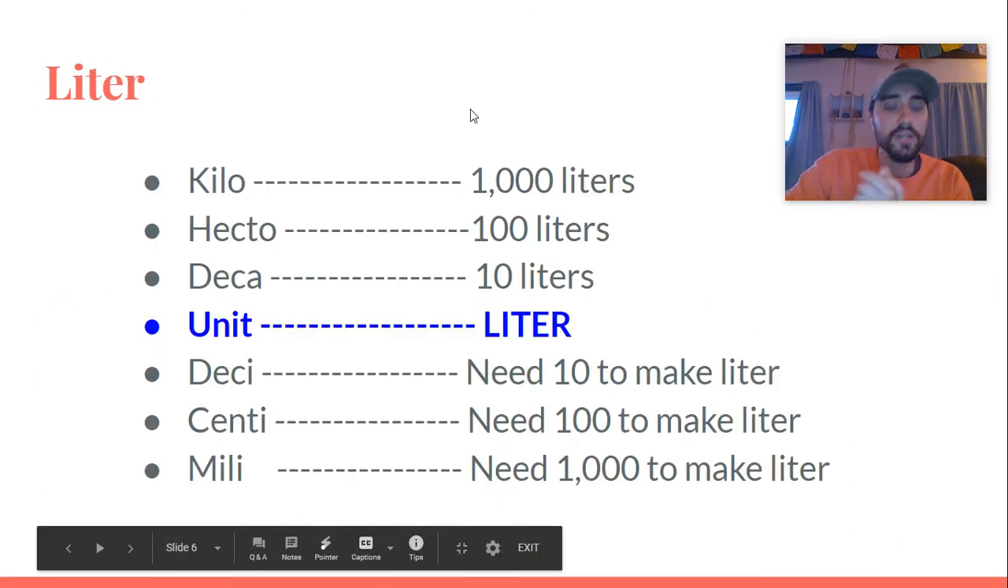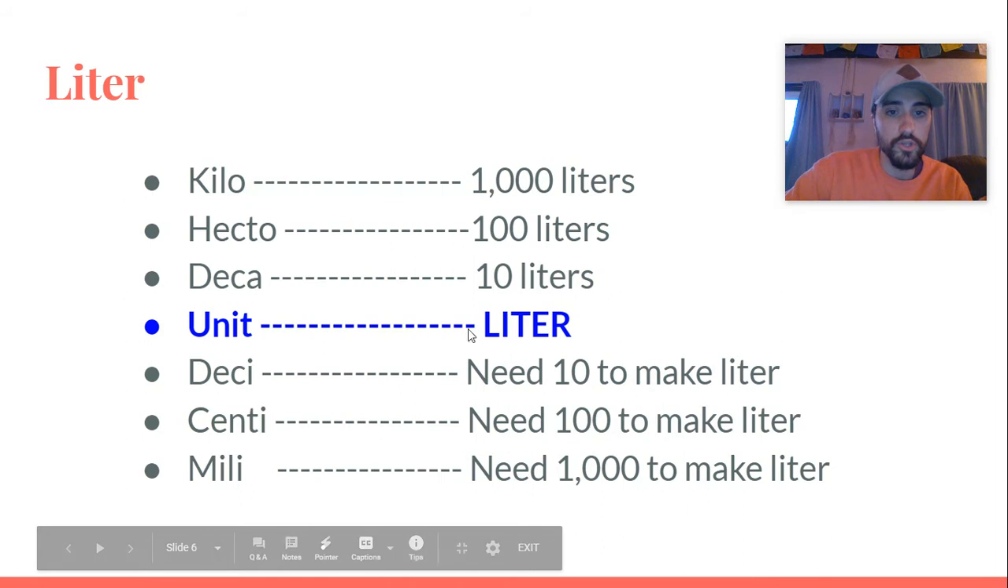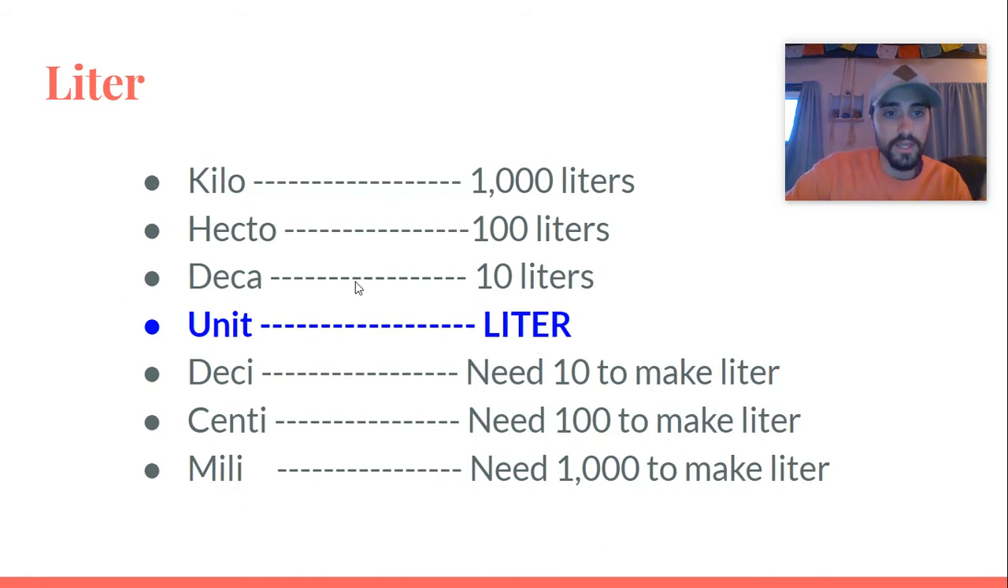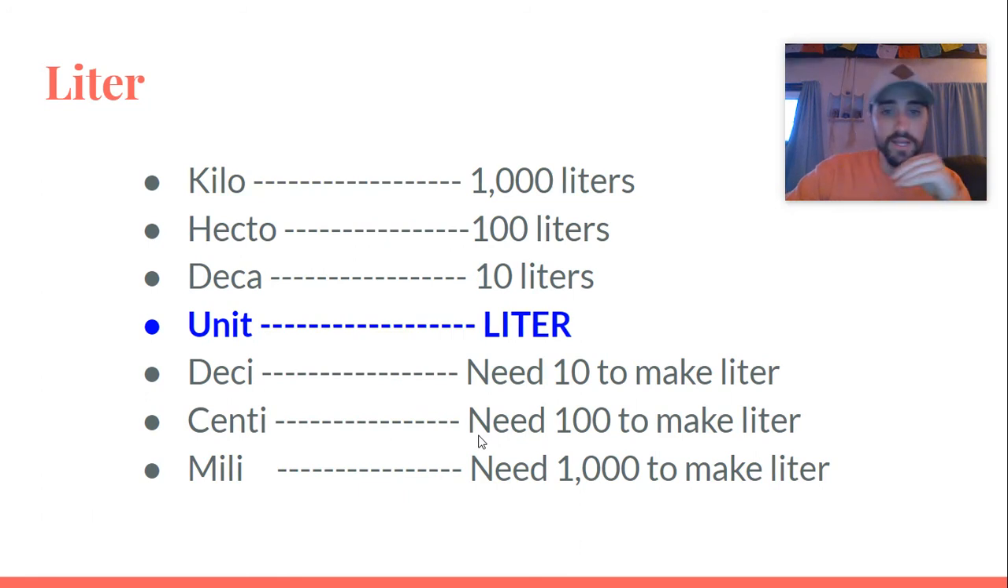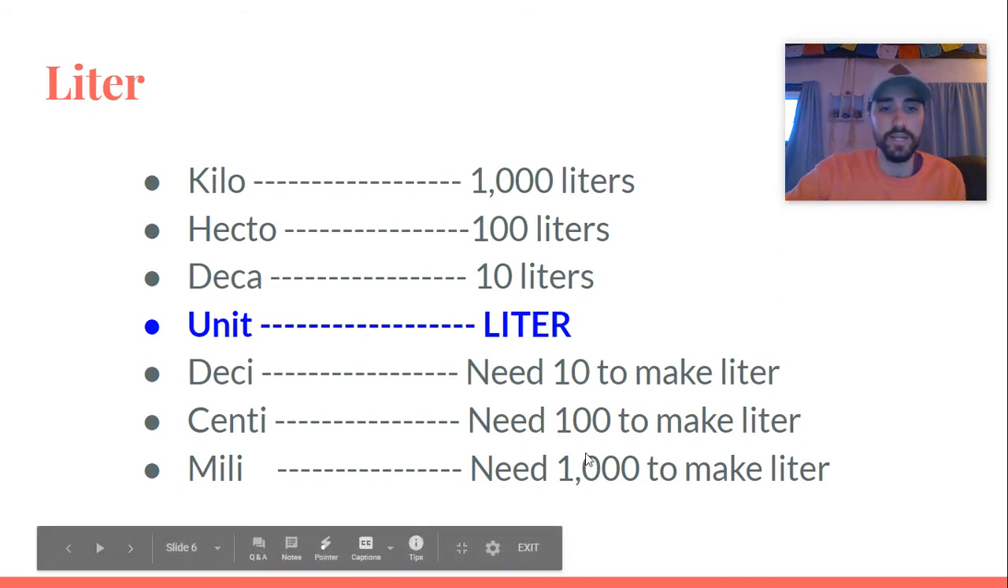Next is our liter. So just like before, our unit is the liter. A decaliter is 10 liters. A hectoliter was 100. A kiloliter is 1,000 liters. Just like before, a deci is 1/10. I need 10 of them to make a liter. Centi, we need 100 centiliters to make a liter. And 1,000 milliliters. So we get smaller and smaller.